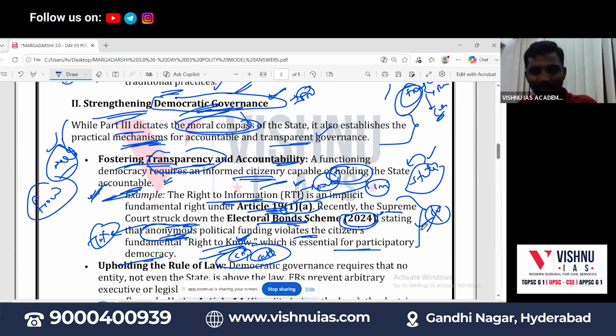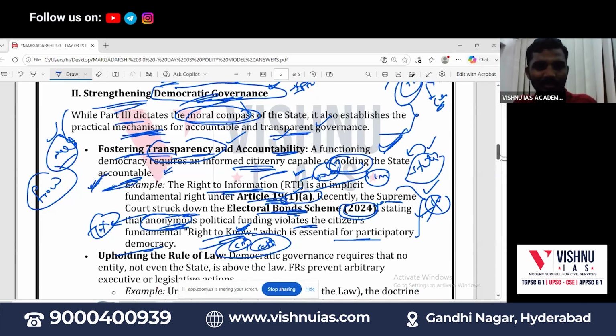So you write one analytical point and one example. What is the analytical point? Fundamental rights are really helping; Article 19 helps in achieving transparency. And what is the example? The electoral bond scheme was completely struck down. This is how we can write.